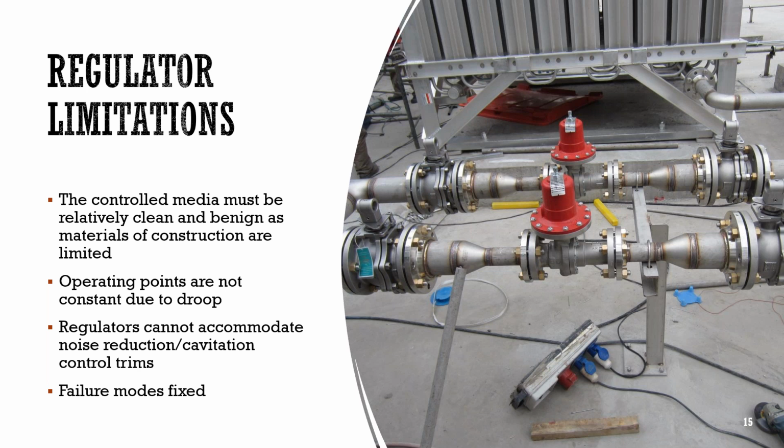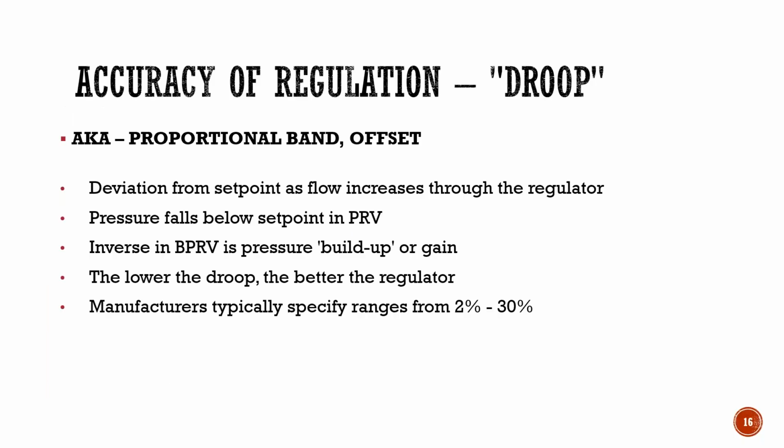As you saw in the couple of cutaway drawings a couple slides back, a pressure reducing valve is in the normally open position. So the failure mode is going to be fail open. A back pressure regulator, a self-operated back pressure regulator, is normally in the closed position. So the failure position is going to be fail closed. So you don't get a choice here, as you do with a control valve.